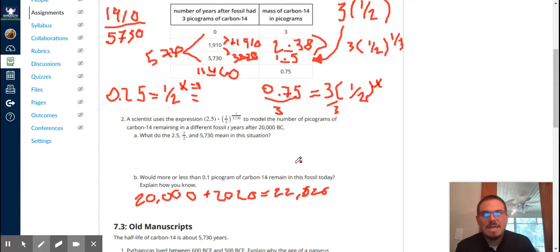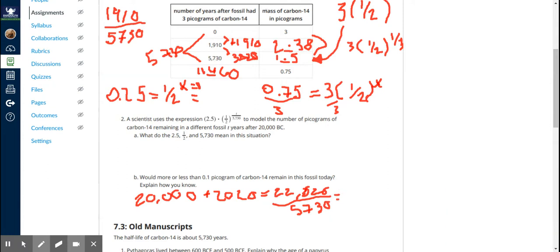So how many half-lives have taken place since 22,020, right? Well, we divide that by 5,730 because that's how long one half-life takes. I would use maybe your Desmos calculator for this. Divided by 5,730, I get 3.84. I'm just going to round it to the nearest hundredth.